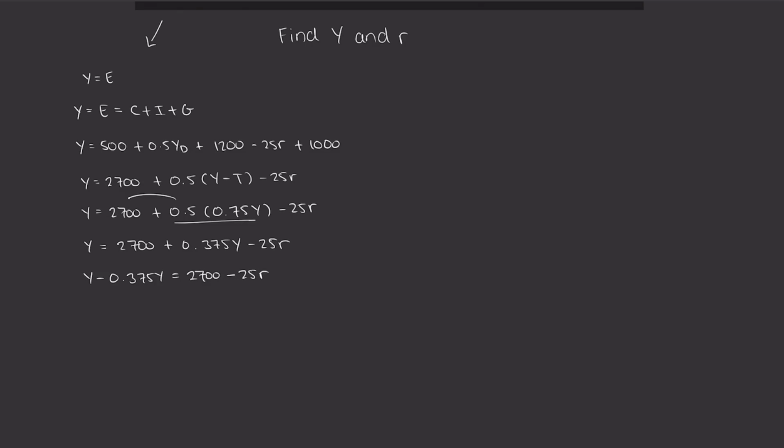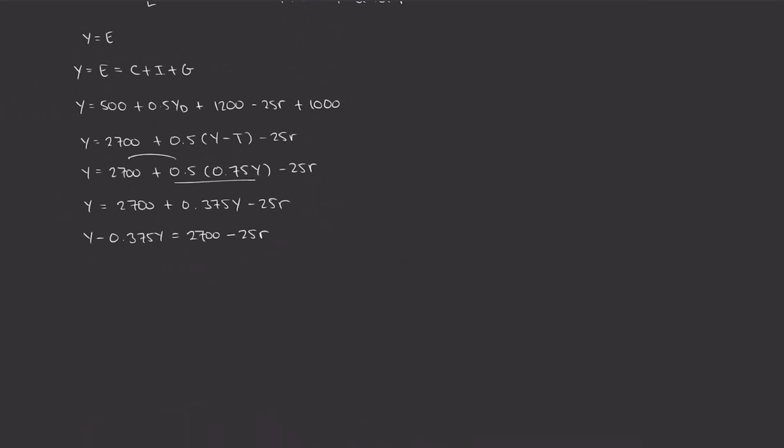Okay, and we're nearly done here, because all we need to do now is factorize out y, because they both have a common factor of y. Then we have our multiplier part and also our exogenous, or autonomous, part. So we have y times 1 minus 0.375 equals this thing minus 25r.